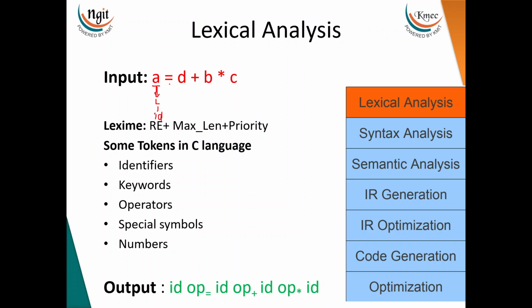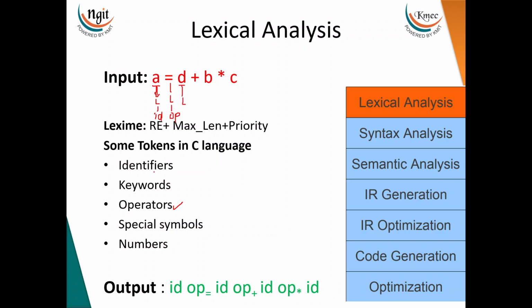Same way for equals. First check whether it is satisfying the regular expression of these tokens. These are the general C language tokens. So equals is satisfying what? Operators. But don't take it directly, go for the maximum. Equals and D, two characters, are they satisfying any? No. Then only equals is satisfying the operator. Then you can take it as a lexeme. So equals is a lexeme and it is an operator.